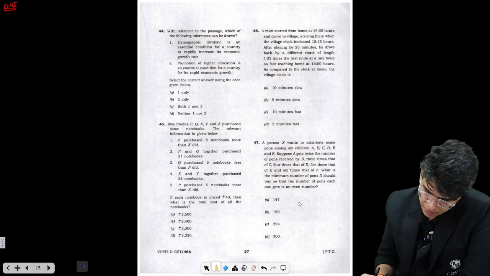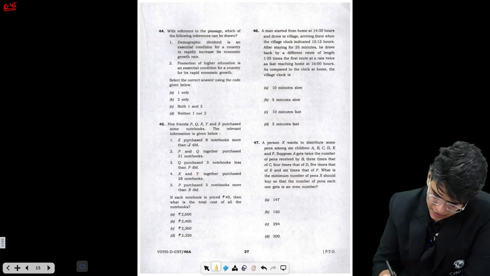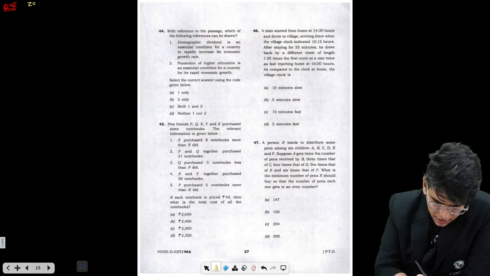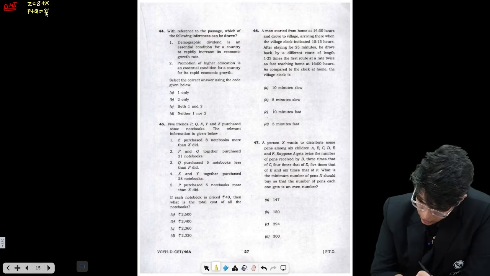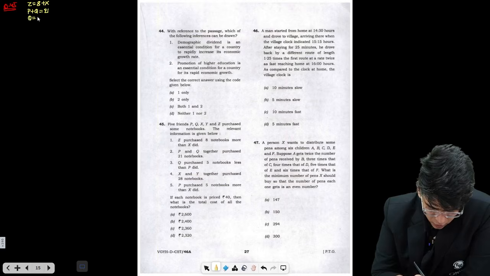Like here, Z purchased 8 books more than X. So Z purchased 8 books more than X. Okay. P and Q together purchased 21. P and Q together purchased 21. Q purchased 5 notebooks less than P. Q purchased 5 notebooks less than P.